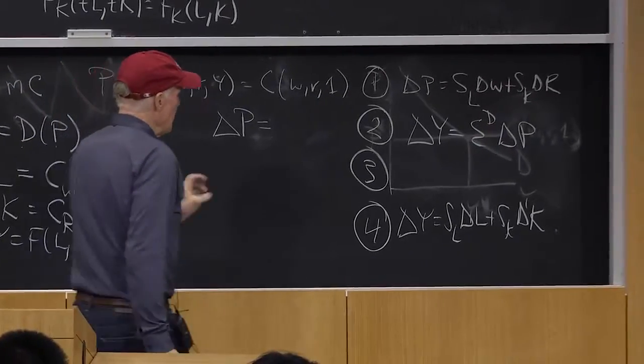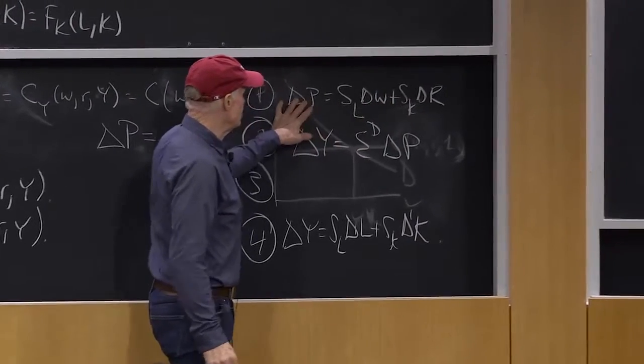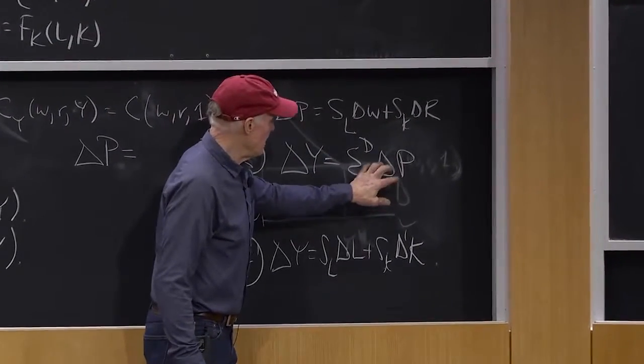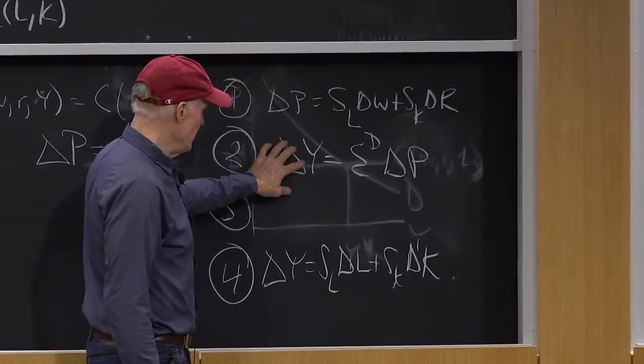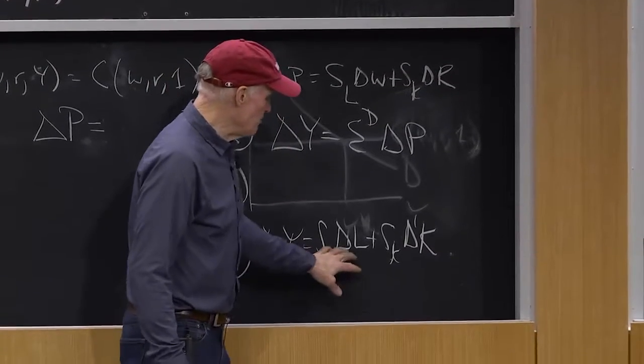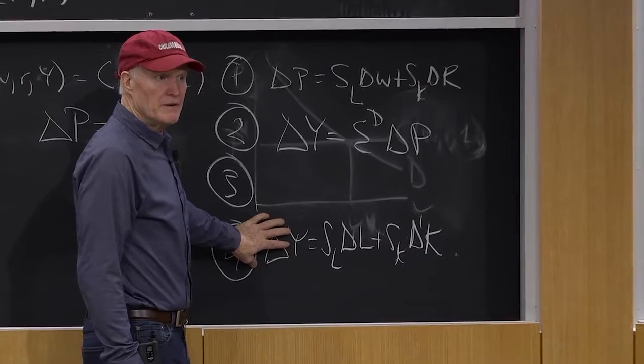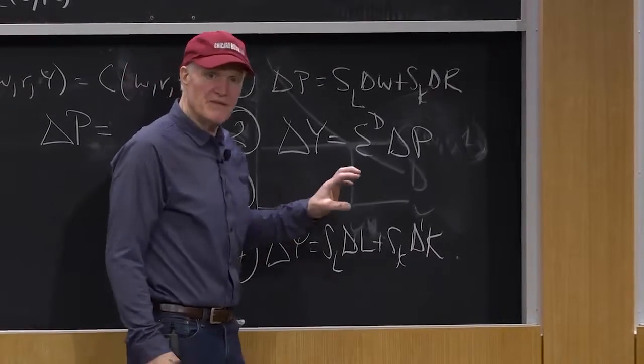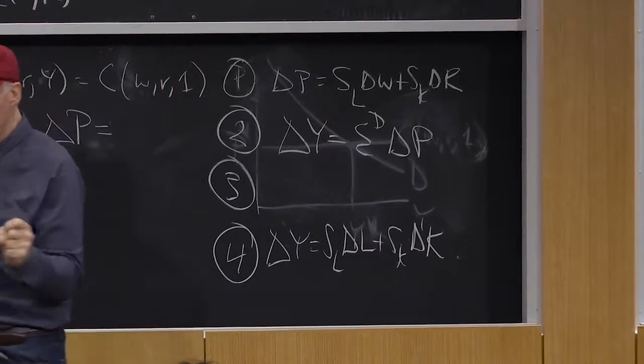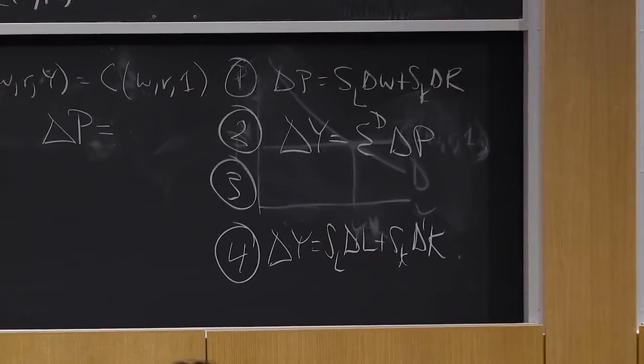I've described how input costs affect price. I've described how price affects output. And I've described how inputs have to change to produce the output. What piece of the economic equilibrium in this industry is missing?